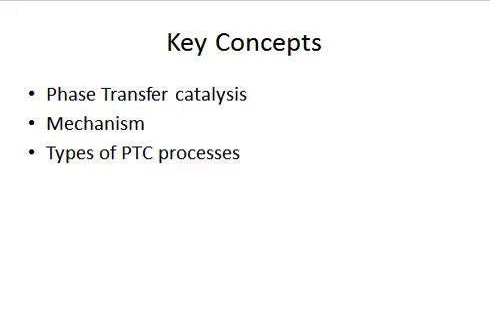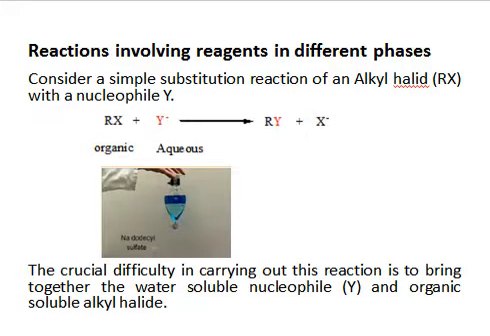Right? So you know that whenever there is a solution in which there are reagents in different phases, the problem of solubility arises. For example, consider a simple substitution reaction. Suppose we have an alkyl halide RX and a nucleophile Y negative. This nucleophile is soluble in water, while the alkyl halide is soluble in the organic solvent. The reaction always works when both of the reagents are in the same solvent, in the same phase.